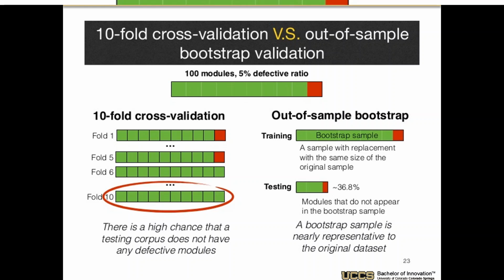Because if the 5% is my labeling error in the data, out-of-sample bootstrapping will make sure that almost every test will see those errors. With cross-validation, it's less likely that they will see it because you don't reuse those labels every time. So there's a nice trade-off in there.